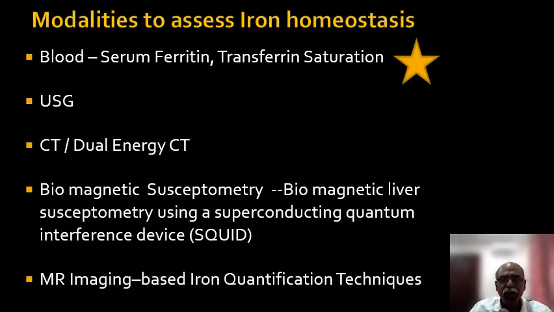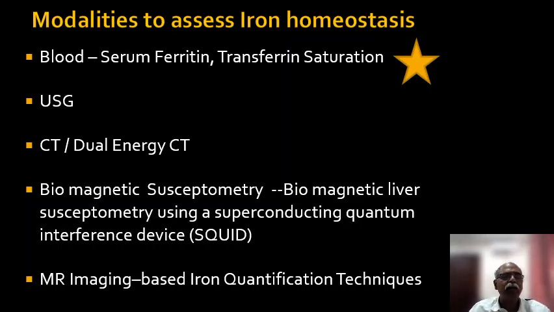Now, what are the modalities to assess the iron homeostasis in the body? Number one, lab parameters are serum ferritin and transferrin saturation. Ultrasound abdomen, not very useful. CT, yes, only to a limited extent. In all these iron overload status and hemochromatosis, plain CT scan has an attenuation value more than 80 HU, 75 to 80 HU. If it is more than that, you suspect iron overload status, hepatic iron overload status.